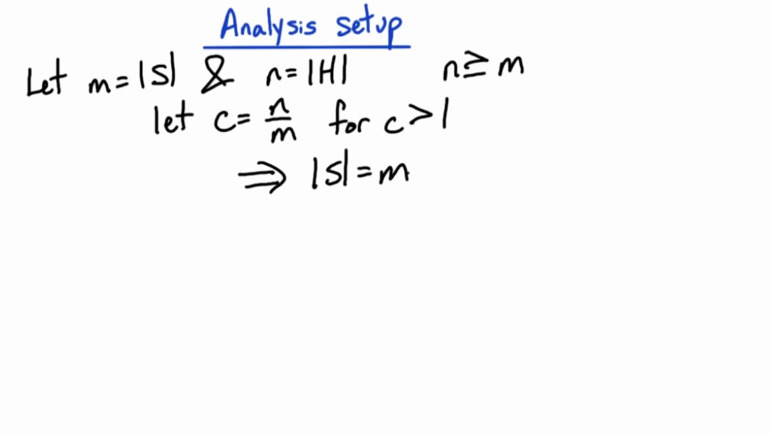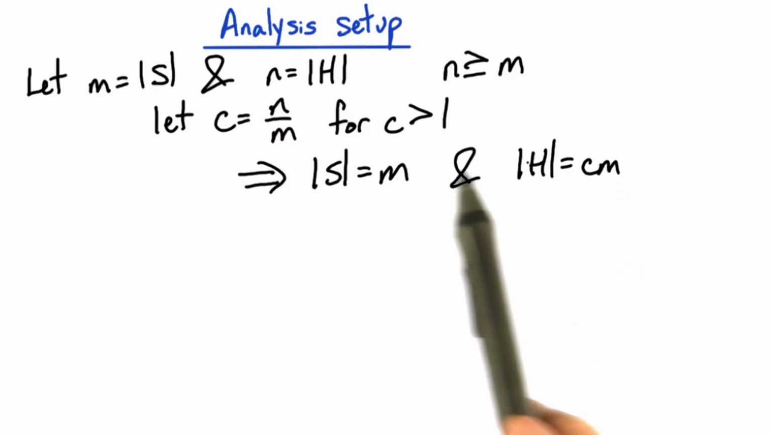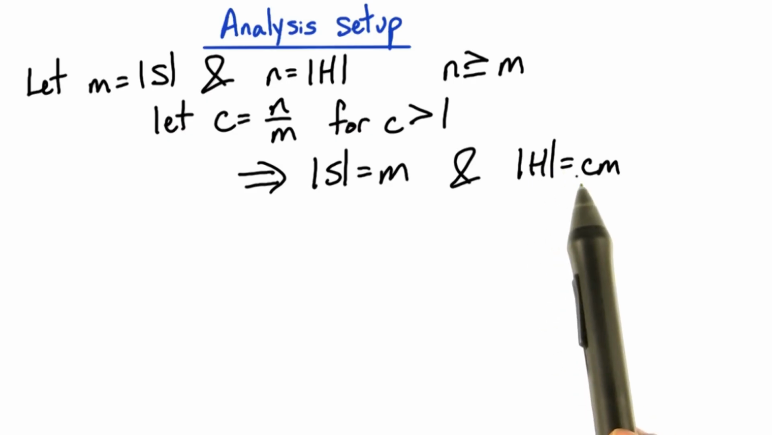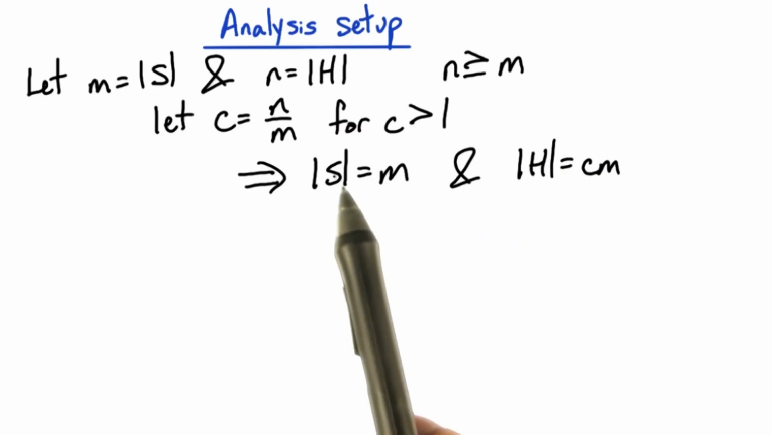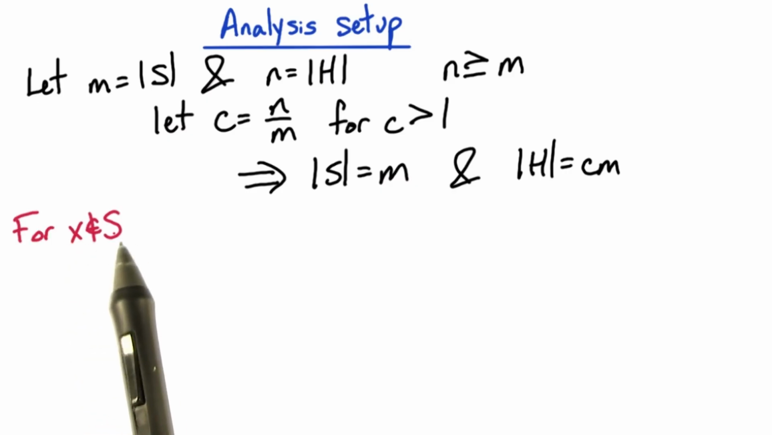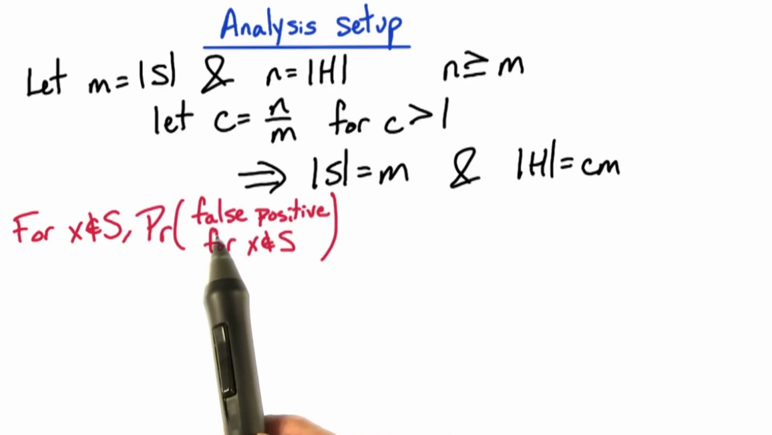So once again, the size of our database, S, our dictionary of unacceptable passwords, is m, and the size of our hash table is C times m. There's a constant C, which is at least 1, and our hash table is this constant C bigger than the database that we're maintaining. Now, for an element x, which is not in our database, so we didn't do an insertion on x, let's look at the probability of a false positive for this x. So x was not inserted into the database, and we incorrectly say that x was inserted into the database.